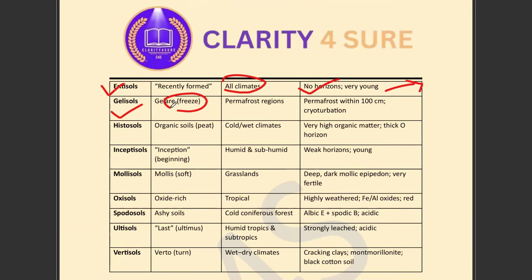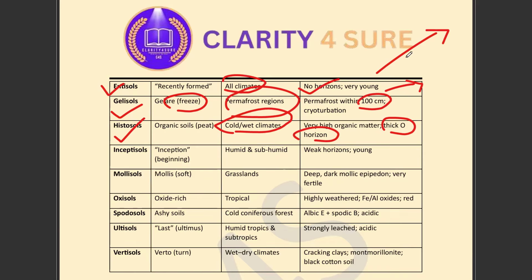Next comes your Gelisols, which means freeze. Gelisols are found in permafrost regions, where the permafrost is within 100 centimeters. You could see the formation of these Gelisols there. Next comes your Histosols. Histosols means the organic soil, that is your peat material, where you can see cold and wet climate where the decomposition rate is very low. There will be thick organic matter, but there will be no penetration of oxygen much. You will have a thick O horizon.